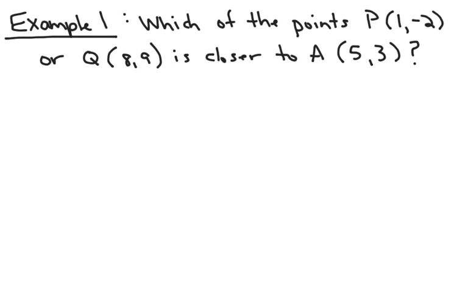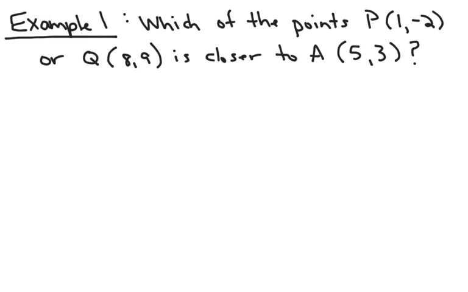So in example 1, we want to find out which of these two points, P, which is at (1, -2), or Q, which is at (8, 9), is closer to point A, which is at (5, 3). Well, to figure that out, we're going to use the distance formula. Now, if it helps you, you can draw a picture. For this, though, we don't really need to draw a picture. We can just use the distance formula.